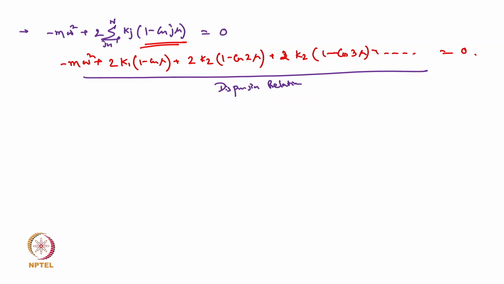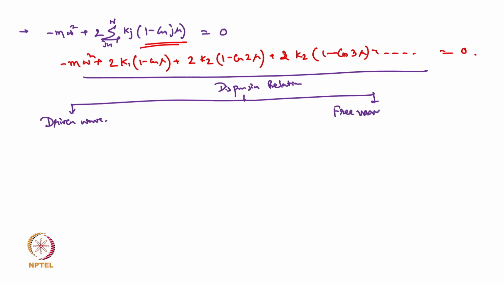So now if this is the dispersion relation, we know that we can solve it in two ways. One is the driven wave, and another is the free wave. What is the input for the driven wave? Input for the driven wave is omega, and output is mu. So what is the input for the free wave? Input is mu. What is the output? Omega.